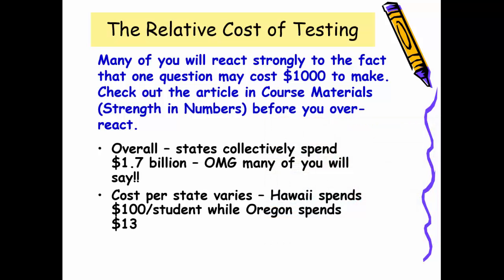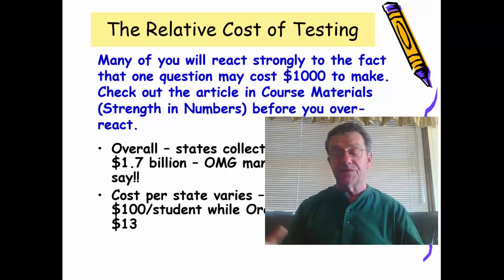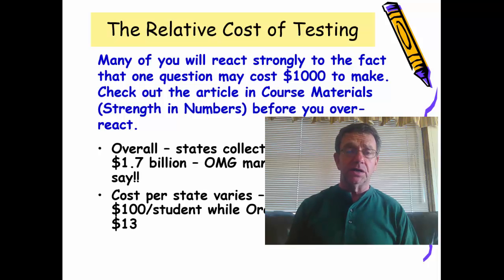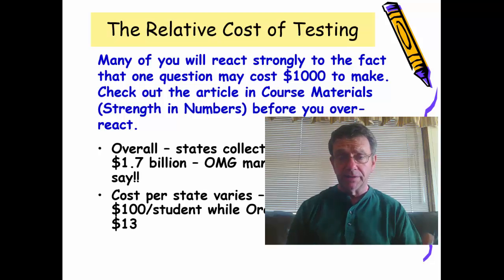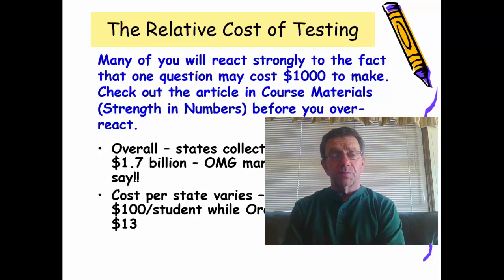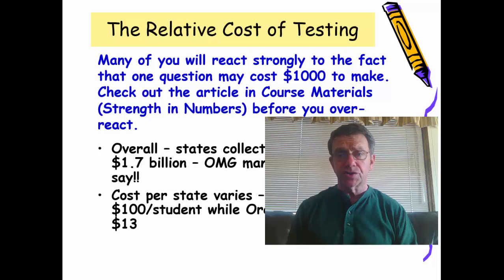Hawaii spends $100 per student, while Oregon spends $13 per student. It varies based on the size of the state. New York State is probably between the $13 and $20 range because of the size of our state, and we can service more kids with the same test. That is one of the reasons many people want to see a national test, because it'll take a lot of that pressure off a state like Hawaii, Rhode Island, Delaware, small states that have to make one test for just a small number of kids.